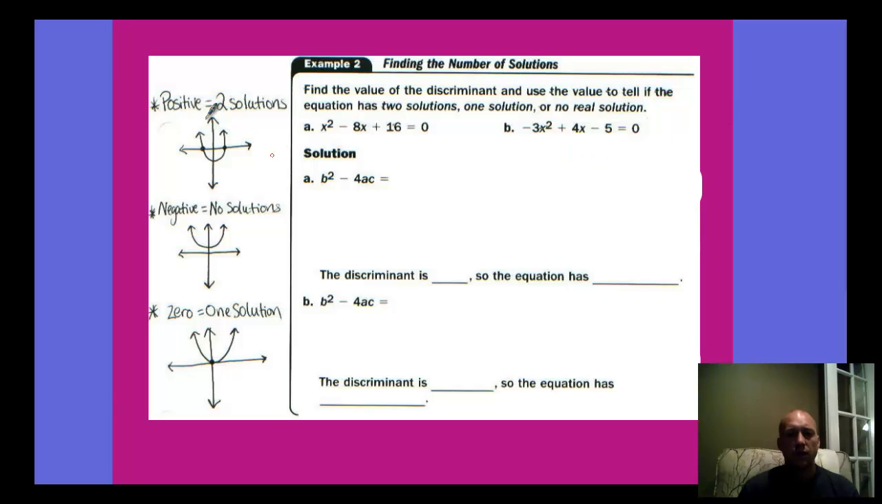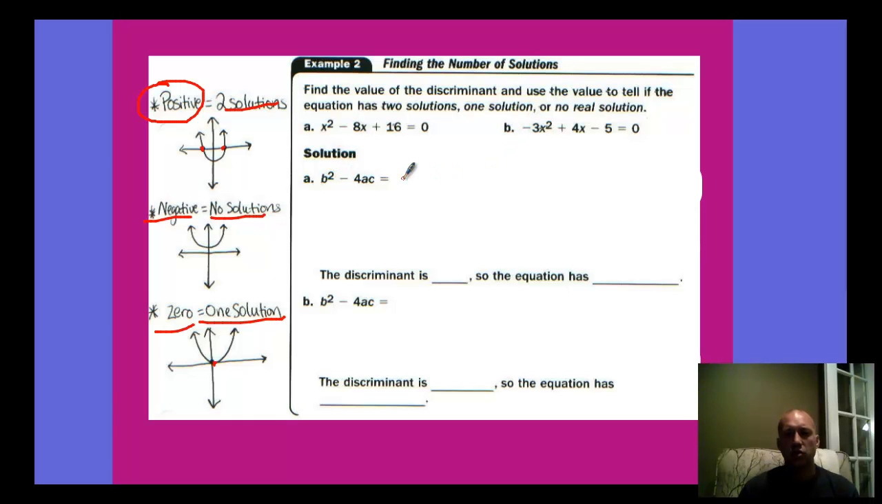I want to show this graphically so you can see how, if you have a positive discriminant, we have two solutions. That's because our graph crosses the x-axis, which are zeros or roots, twice. If it's negative, we have no solutions because the parabola doesn't cross the x-axis. Then with 0, we have one solution. That one solution is when the vertex is the x-intercept. So those are the three different possibilities here.